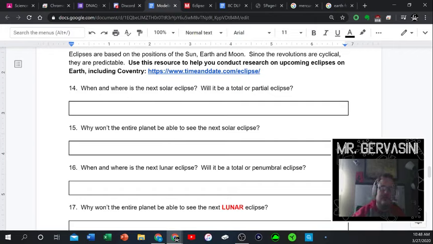When and where is the next solar eclipse? Will it be total or partial? Why won't the entire planet be able to see it? When and where is the next lunar eclipse? Will it be total or penumbral? Penumbral meaning indirect, so a slight partial eclipse. Why won't the entire planet be able to see the next lunar eclipse? Remember, that's a typo. It says solar, it should be lunar. Why won't the entire planet be able to see it?